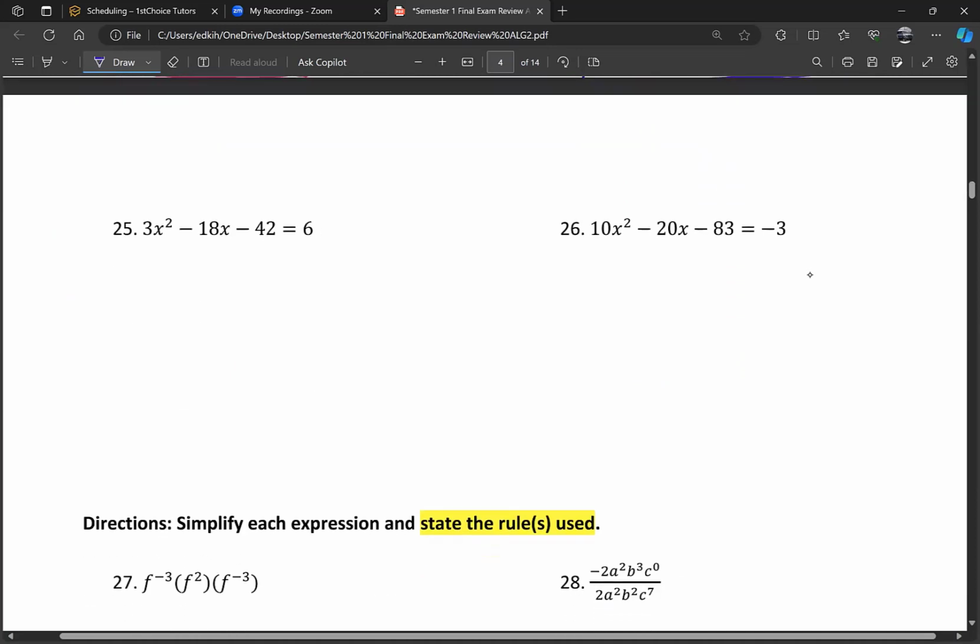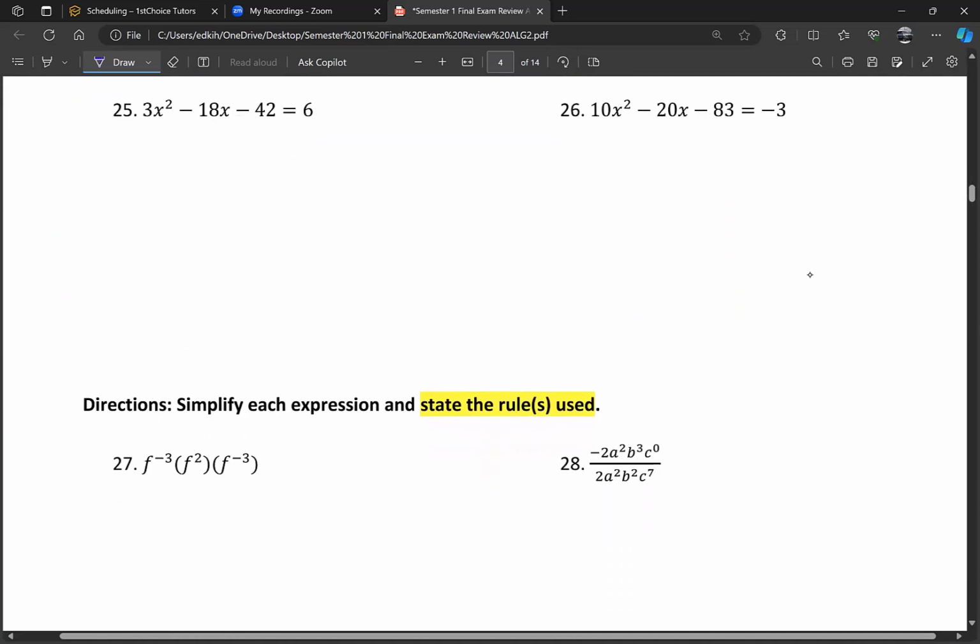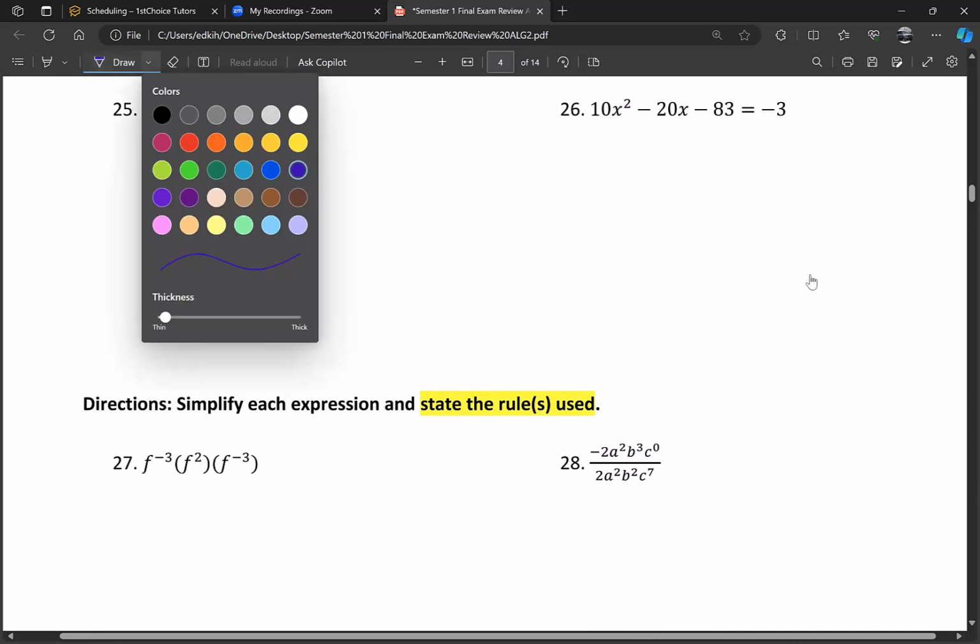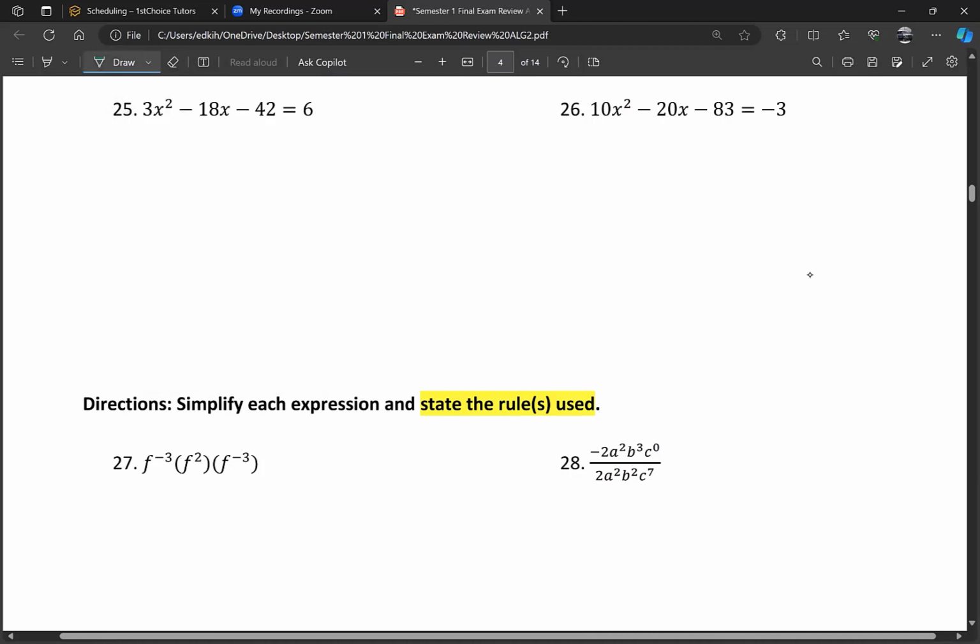Okay, so these two also require you to use the same method, completing the square. So we need to move the same process, folks. We need to move the constant to the right. So start off by adding 42 to both sides. Now those, of course, cancel. We end up having 3x to the second minus 18x equals 48.